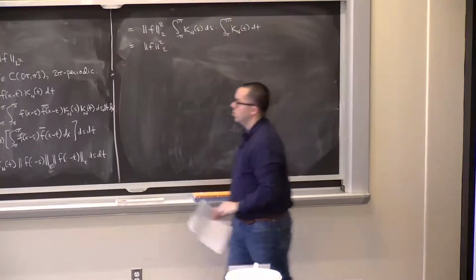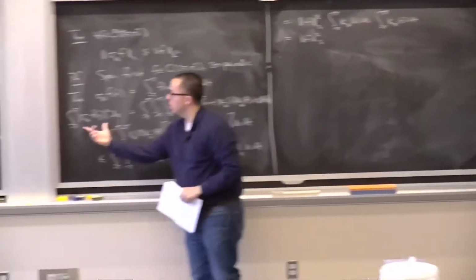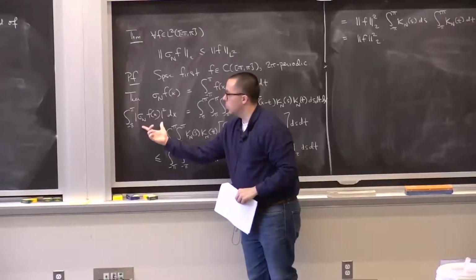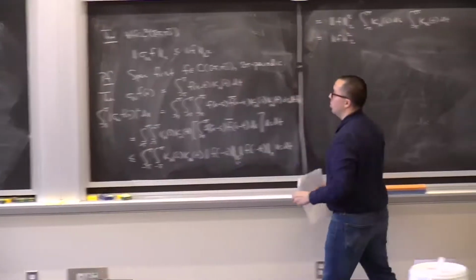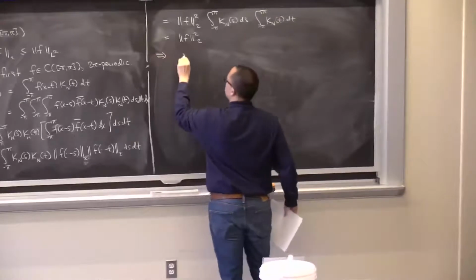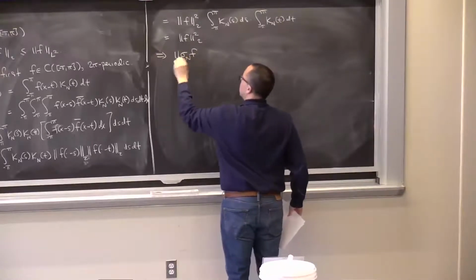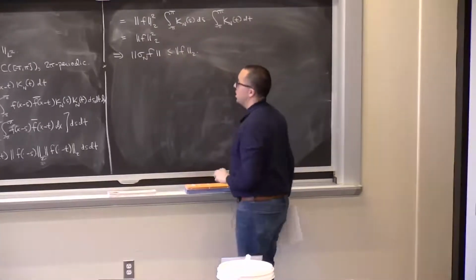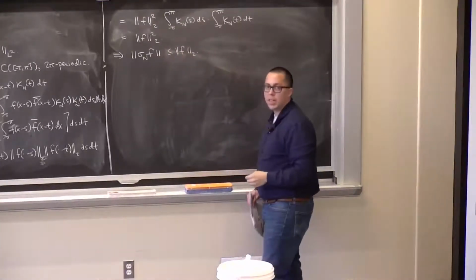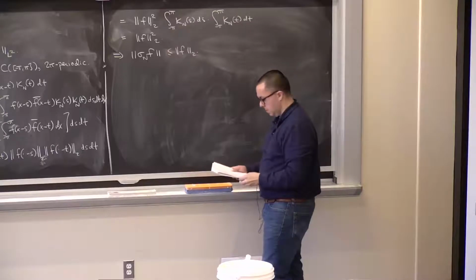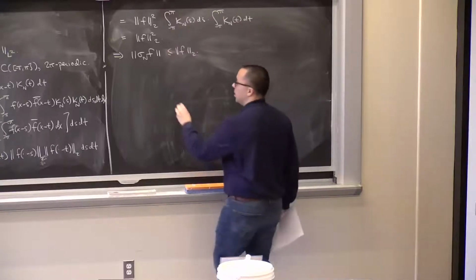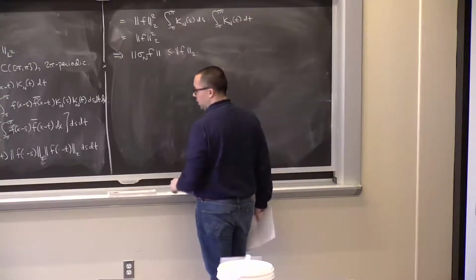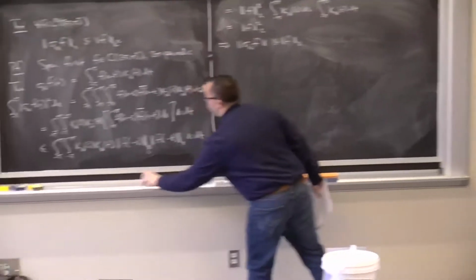the L2 norm squared of f. And I started off with the L2 norm squared of the Cesaro mean of f. So I get this for all 2 pi periodic continuous functions. Okay? Now, how do we then get the bound for general f? We use a density argument.